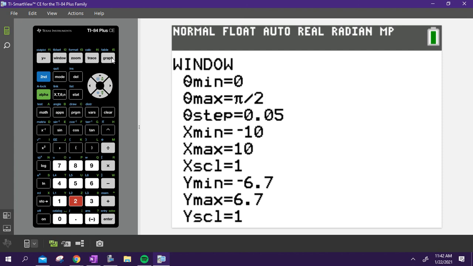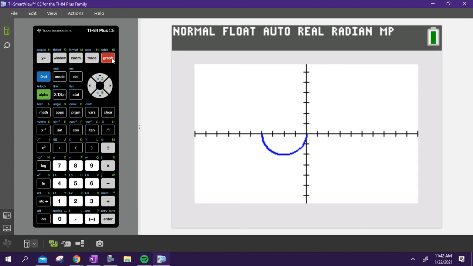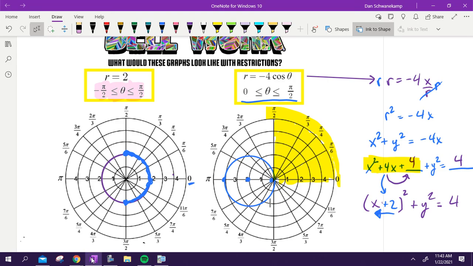Hit graph. What? That is not what we thought it was going to be. It told us that my graph is this thing right here, this little bottom half of this circle. Let's look at why.